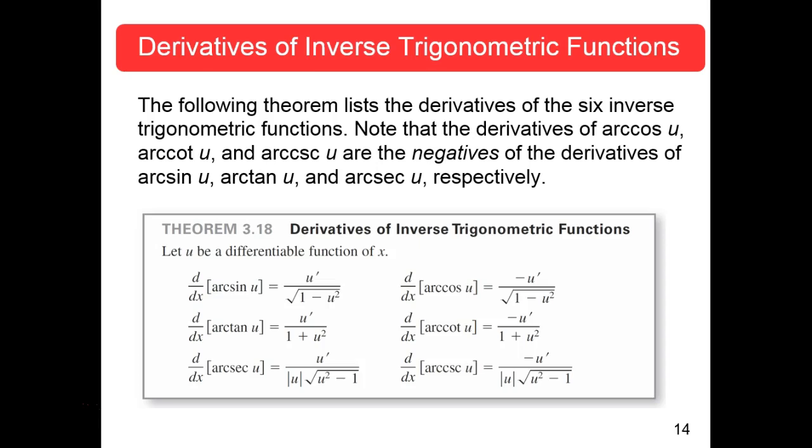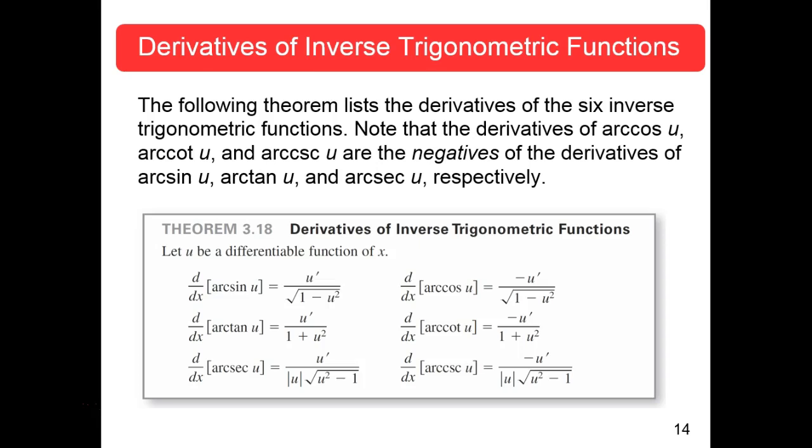The following theorem lists the derivatives of six inverse trigonometric functions. Note that the derivatives of arc cosine u, arc cotangent u, and arc cosecant u are the negatives of the derivatives of arc sine, arc tangent, and arc secant. Okay? In other words, they have the same value but opposite sign. If you remember that the derivatives of sine, tangent, and secant are all positive, and the derivatives of cosine, cotangent, and cosecant are all negative, other than that, they look similar, if not quite the same. So here's what we've got.